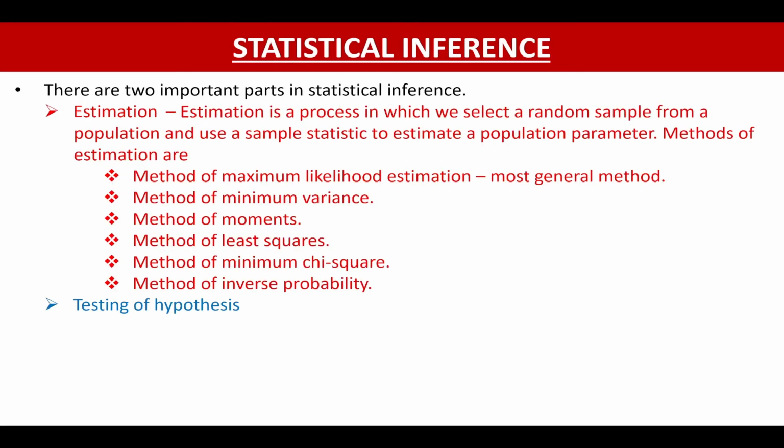Estimation is a process in which we select a random sample from a population and use a sample statistic to estimate a population parameter. Methods of estimation are method of maximum likelihood estimation. This is the most general method. Method of minimum variance, method of moments, method of least squares, method of minimum chi-square, method of inverse probability.